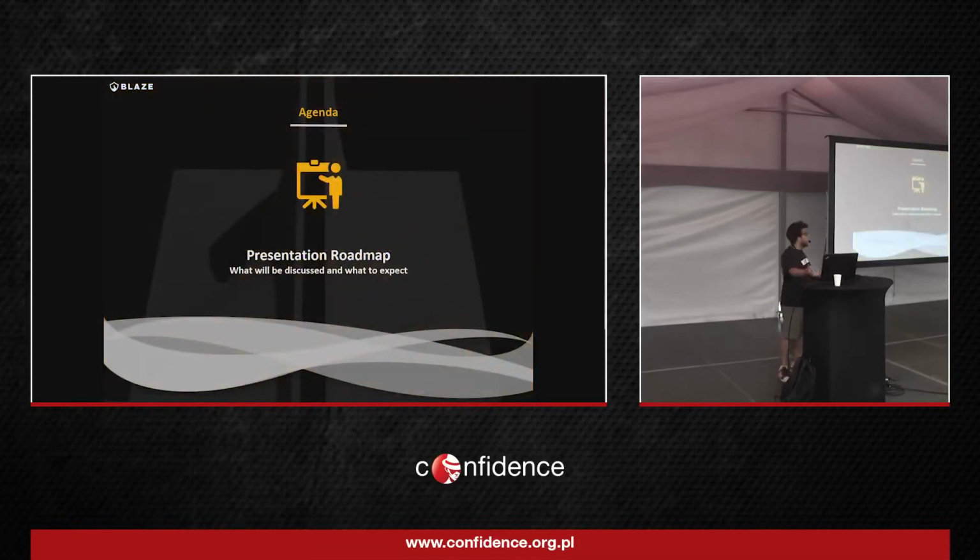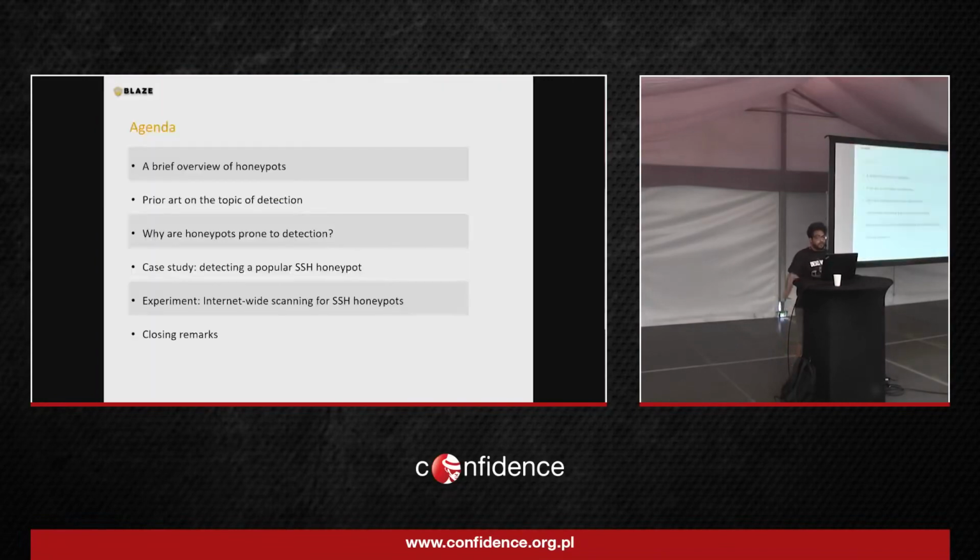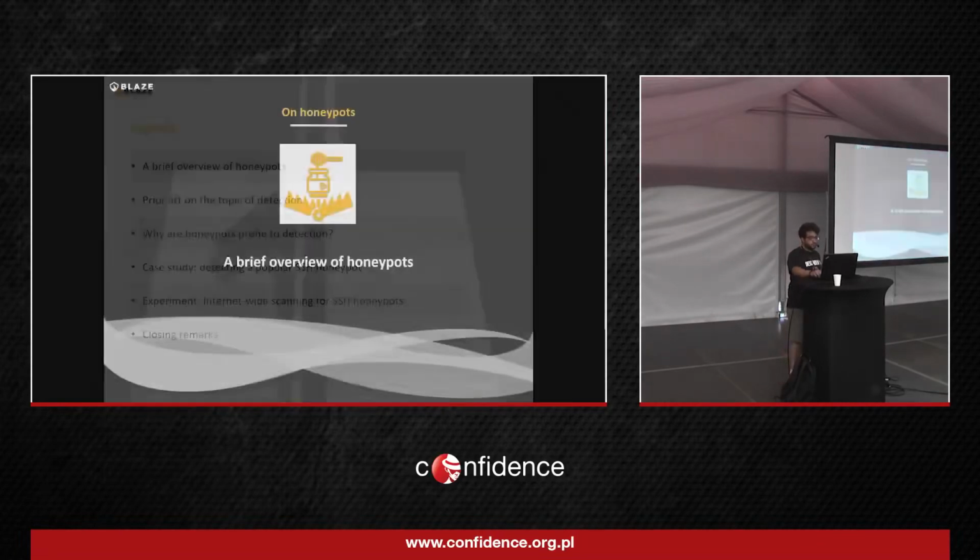So here is a brief roadmap of the presentation, what's going to be discussed and what to expect from it. We're going to start with a brief review of honeypots, discuss a bit of the prior art, I mean what people have done before in terms of detection of honeypots. Speak also about why honeypots are prone to detection, and have a case study on detecting a popular SSH honeypot, namely Kippo and Cowrie. And also about the experiment that I had of internet-wide scanning of SSH honeypots, blowing the cover of a bunch of honeypots of people out there. And also the closing remarks about the presentation.